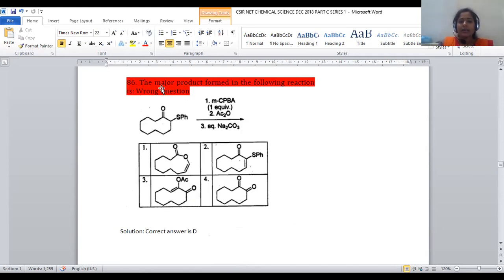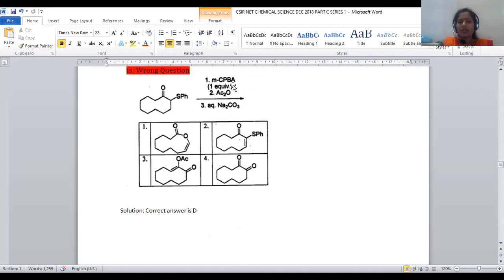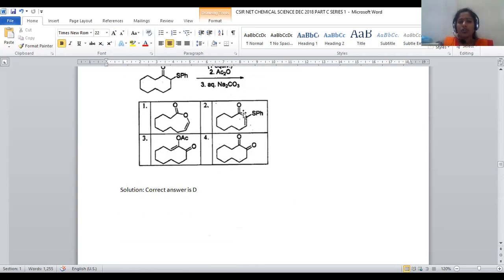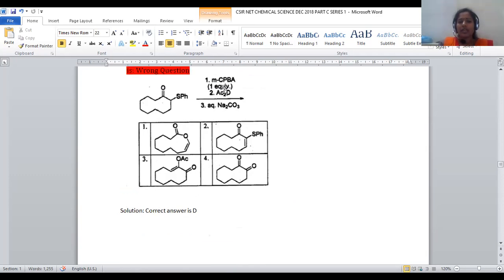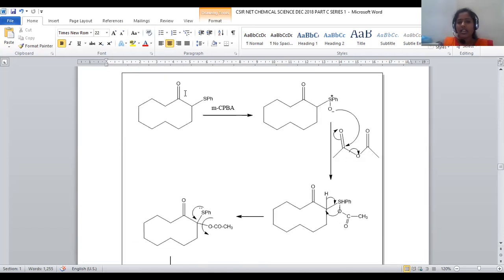The major product formed in the following reaction we have to predict. So here the compound is given with a C=S-Ph double bond, and meta-chloroperbenzoic acid, acetic anhydride was provided, and one more, sodium carbonate is given. So by using all these, we can predict what will be the product. In order to get this, first we are taking the starting material. This is a ketonic functional group. This is the S-Ph functional group.